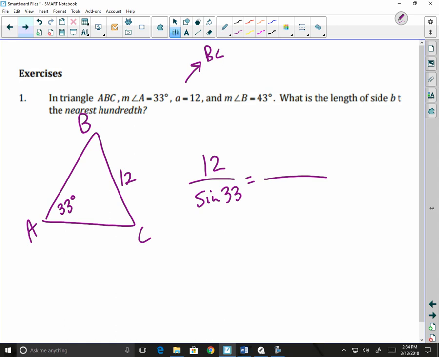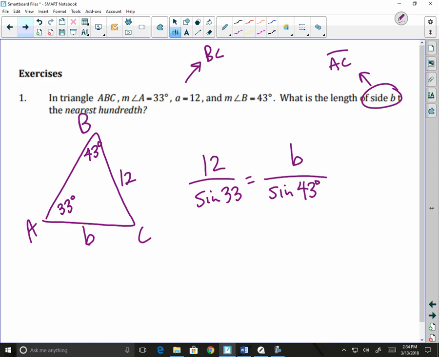Angle B is 43 degrees, and it wants us to find side B. Well, side B is really side AC, so I'll make that my variable. I'll just leave it as B. So there's another matching pair, B and the sine of 43. The side is opposite the angle.